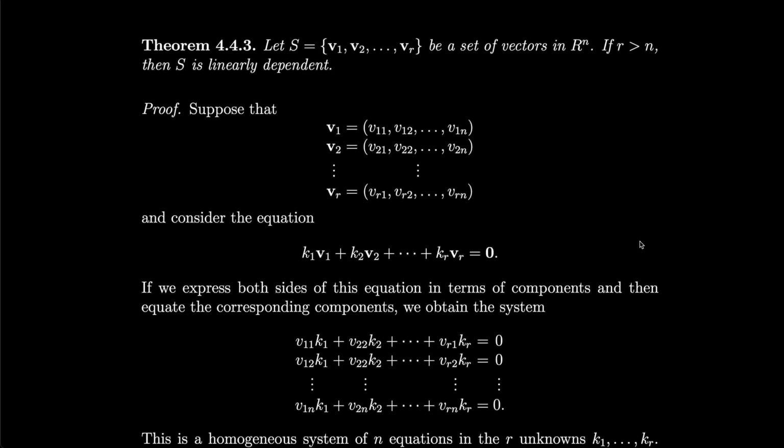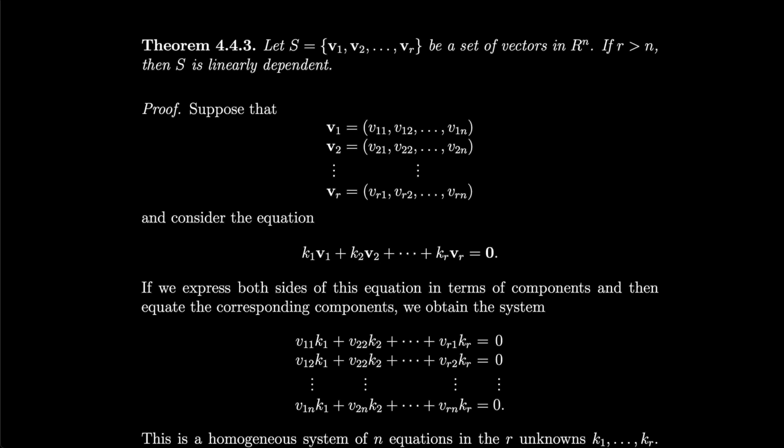To prove it, how about we suppose that we have the set v1 through vr. We'll write it as v11, v12 through v1n, v2 is v21, and so on, through vr, vr1, vr2, and so on. Okay, remember we want to consider that equation with the constants times each of the vectors equaling the zero vector. We want to see that we can get one of these k's that won't be zero. That will show linear dependence.